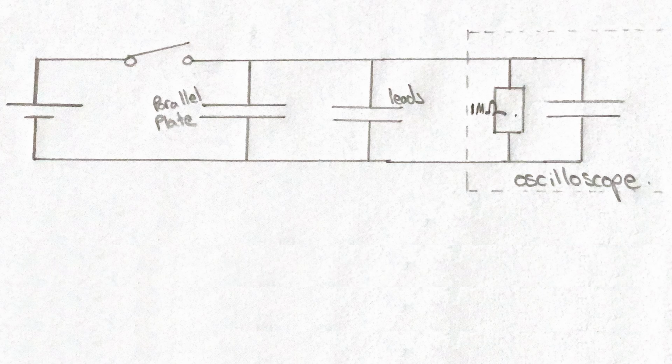The only thing that we need to be careful of is that there will be some capacitance from the leads and the internal capacitance of the oscilloscope. So we'll have to try and take that away to find the capacitance of the parallel plate capacitor.